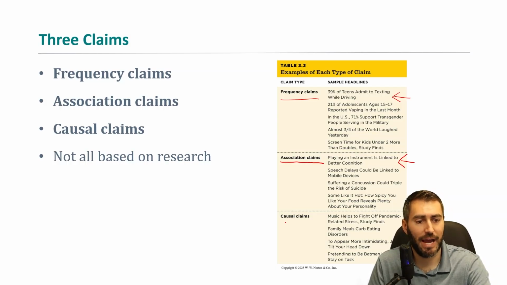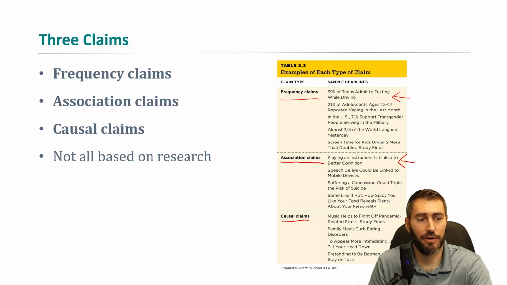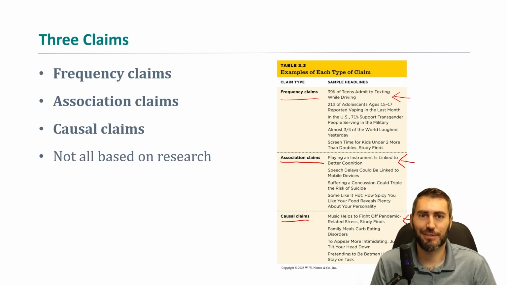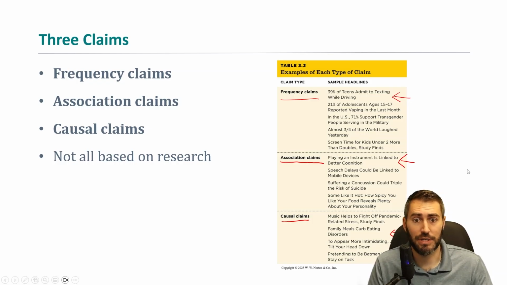And then lastly, we have causal claims, which have some type of manipulation, some influence, where we're saying one thing is a direct cause to another. So in this case, maybe music helps to fight off pandemic-related stress, or some study finds that music helps to fight off stress, or maybe family meals help curb eating disorders. So these are specific causal claims that we might try to make. So let's dive into these a little bit more each and talk about where each one comes from and how we can discuss those in more detail.